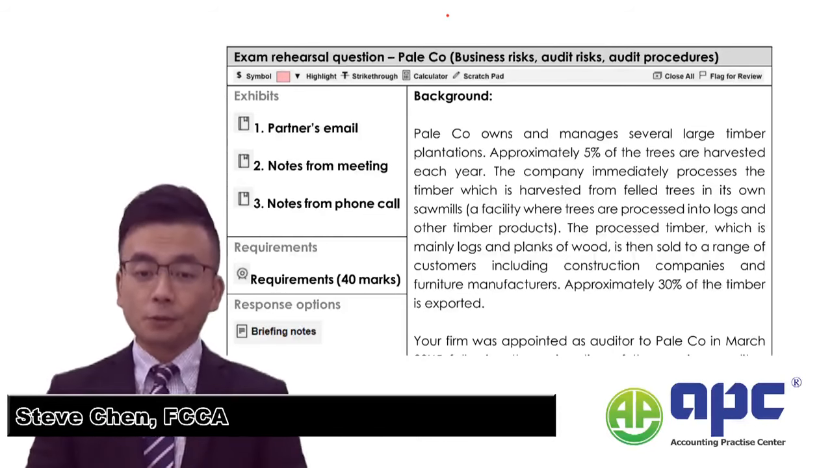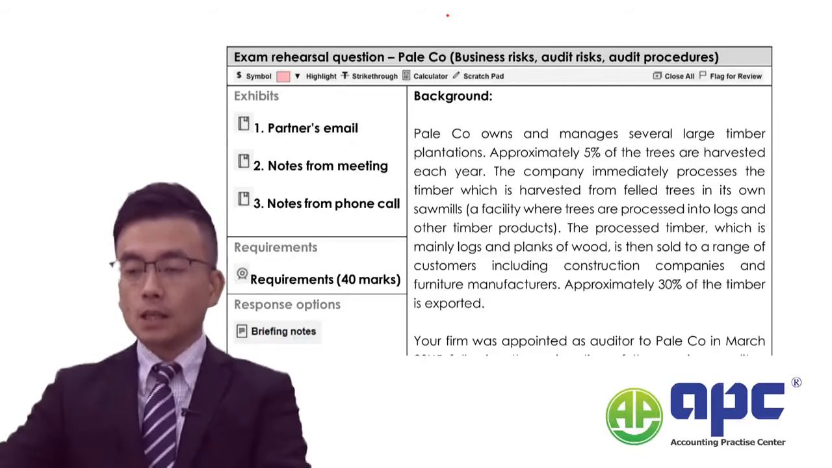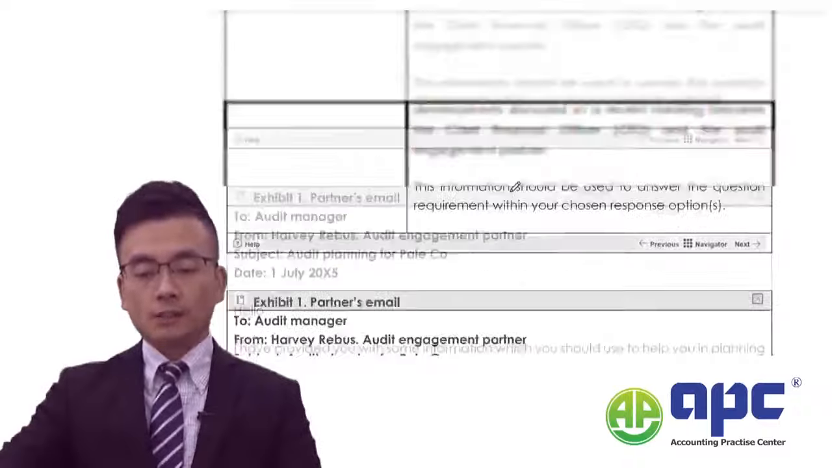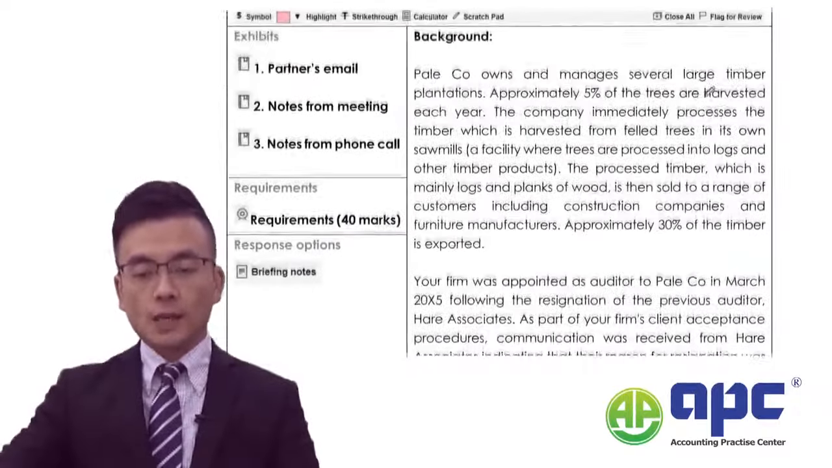Welcome to the case walkthrough. We're going to be focusing on this question called Pelco Company. It's a typical Section A question. I've taken 40 marks from this question here.